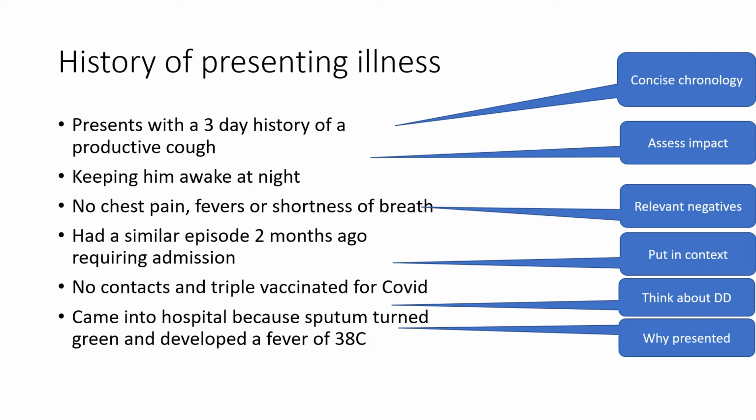The history of presenting illness is as you've been taught at medical school, but remember you don't have to present every negative, and the things you do include are a signal to the examiner that you're thinking about diagnosis and management. Here's an example. Focuses on a concise chronology, assessing impact, just the relevant negatives, trying to put in some context, consider things that help you with the differential diagnosis, and tell them why they presented.